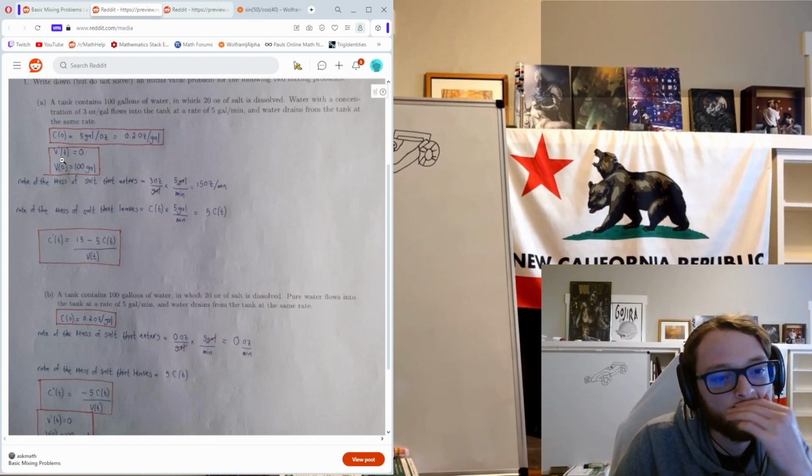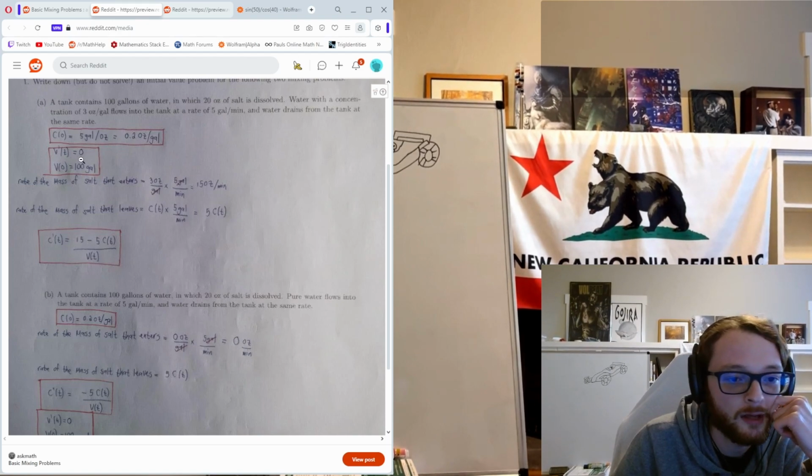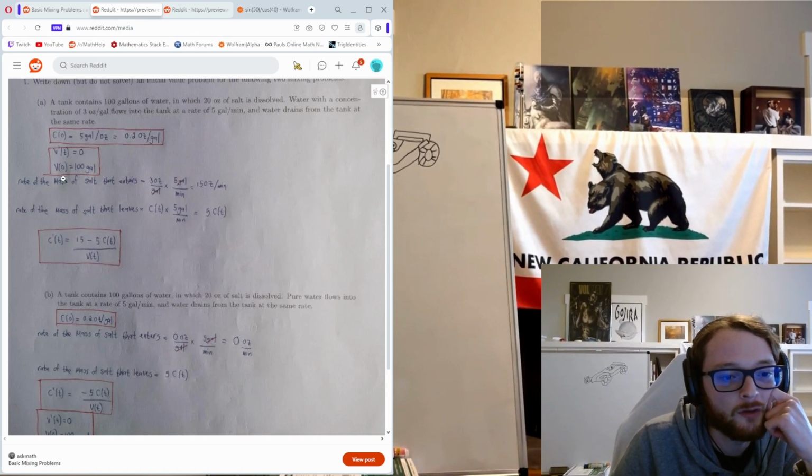V prime of volume. V prime of T is equal to 0 because water is draining as fast as it's entering. Okay. And V, the volume of the solution, at time equals 0 is 100 gallons. And at any time, I think it's V of T equals 100, honestly, but it's all the same.